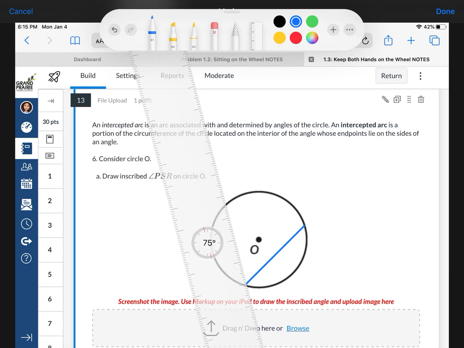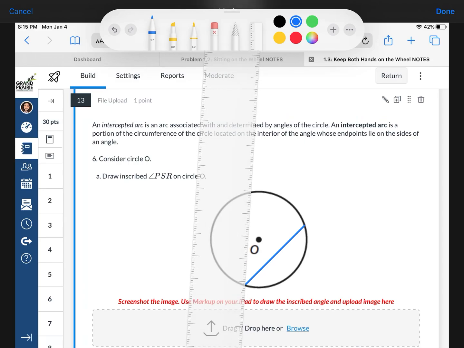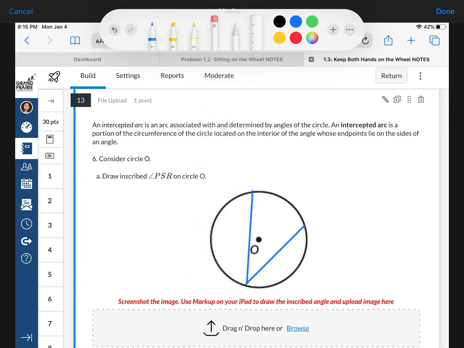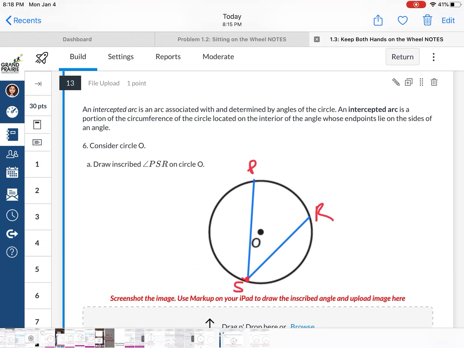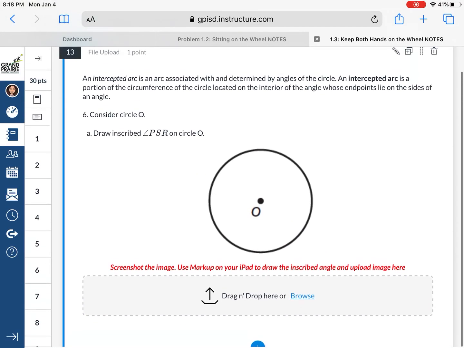And we're going to move it over here. Like so. Okay, doesn't need to be perfect. And we're going to name it angle PSR. So S is in between P and R, so that means that S is the vertex. Okay, and there we have it. Make sure you click done and done. Make sure you upload that picture.